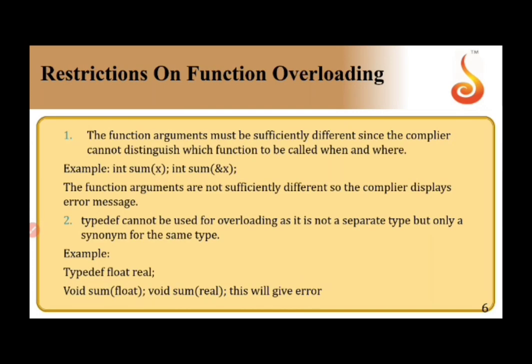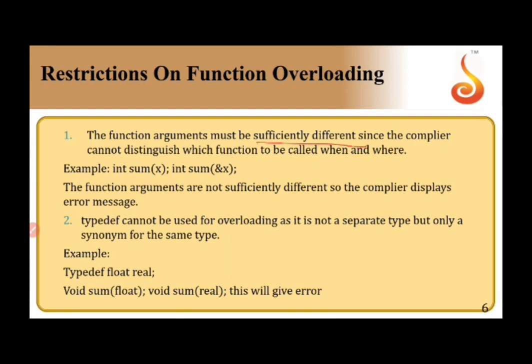Next is the restrictions of function overloading. So what is the first restriction? Like, what are the things you might feel are different, but then it will give you an error. The compiler will give you an error. So what are those? The function arguments must be sufficiently different. So it has to be explicitly different. There shouldn't be any doubt, since the compiler cannot distinguish which function to be called where.